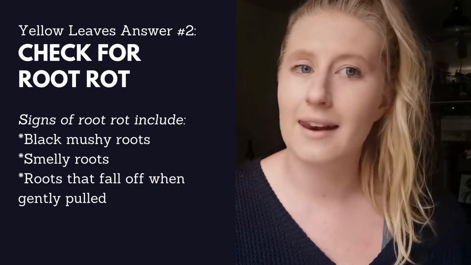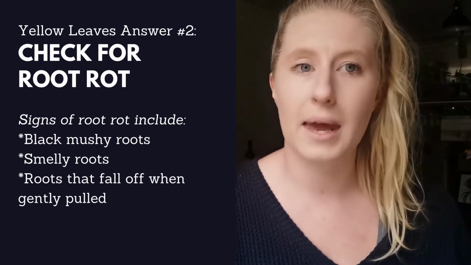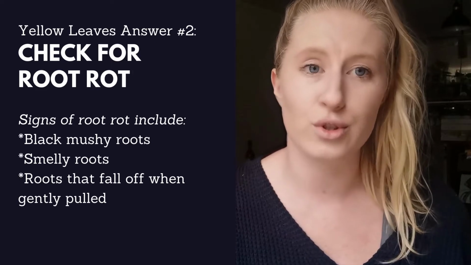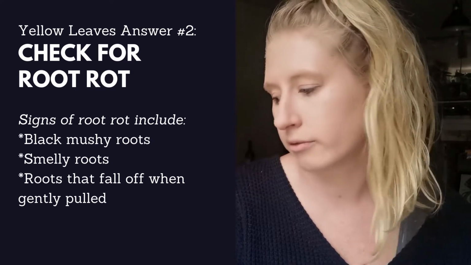Just want to be careful that your root rot isn't getting to the point where the stem of your plant is root rotting as well, because that's not so great. If you don't know, just very briefly, I'll probably do another video at some point on root rot specifically. To see whether your roots have root rot, you just want to check what color they are. Good signs are if your roots are lovely, nice and white, then they're probably fine. If they are black, if they're mushy, if they smell bad, if you gently pull on them and the root falls off, that is what root rot is. So yeah, check for root rot.